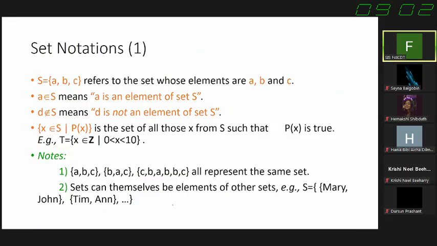So, set notations. Let's have a look at those notations. So far, so good, guys. Any questions?